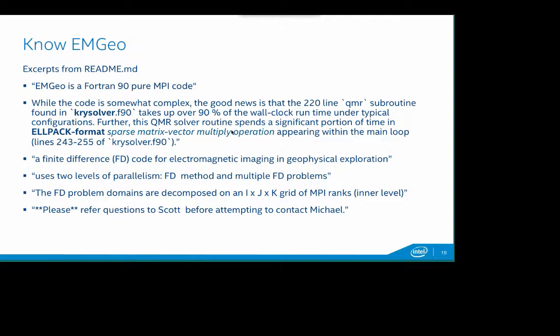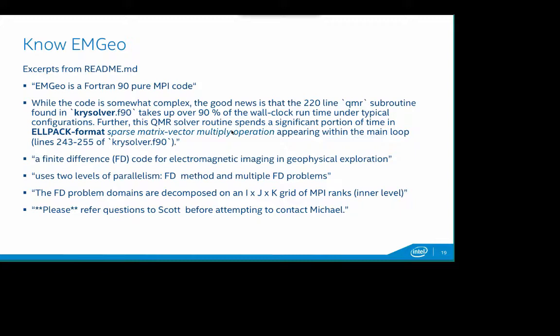And further, it even explains what kind of sparse matrix vector multiplication you're using. So you adopt a particular format, ELLPACK, designed mostly for vector machines. Great, and even the line number. So we had a lot of information about the application. And then it is a finite difference method, which means the operations required to do the finite difference method are well documented. So we can definitely check electromagnetic imaging. So that is what the EM is supposed to mean.